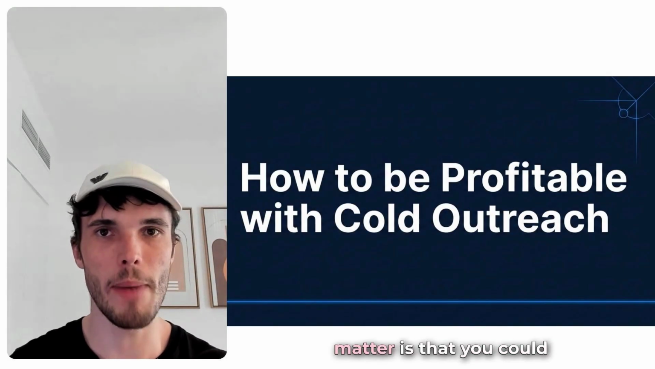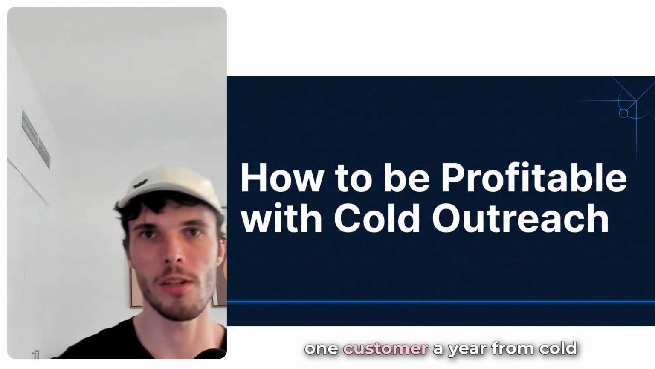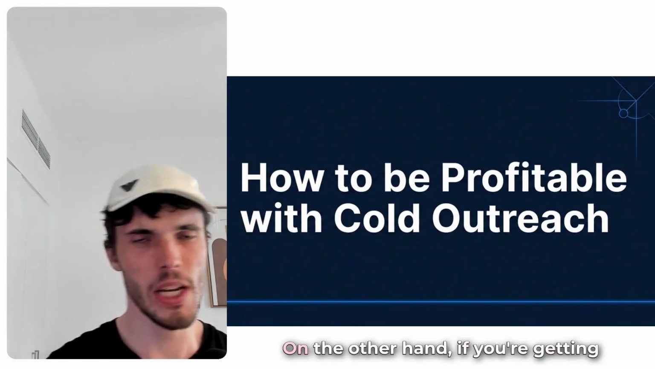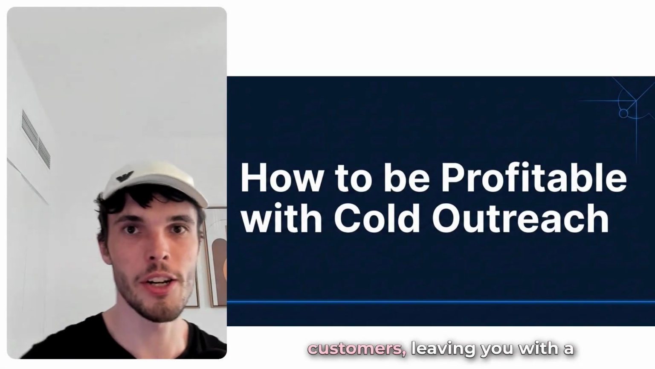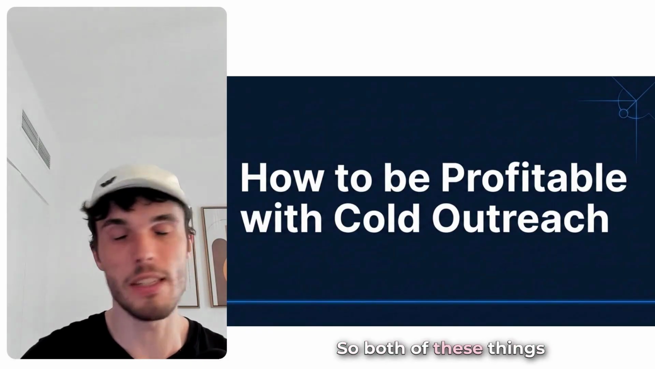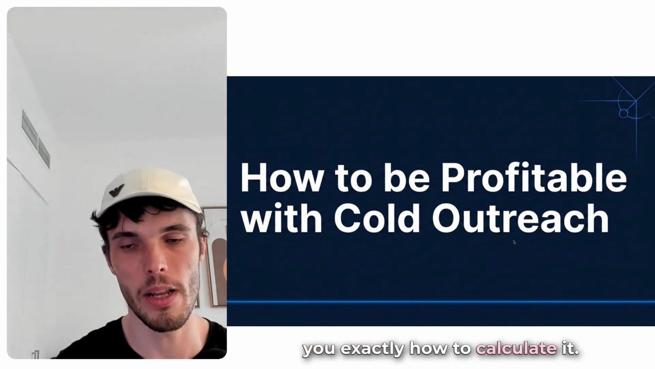The reason why both of these matter is that you could, in theory, have a really good LTV to CAC ratio with cold outreach. But if your sales velocity is really low and you're only closing one customer a year from cold outreach, it doesn't really make sense to even run the channel. On the other hand, if you're getting a lot of customers from cold outreach, but you're completely overpaying for each one of these customers, leaving you with a really small margin, then it also doesn't make sense. So both of these things need to be optimized, and that's what I'm going to talk about in this video and show you exactly how to calculate it.